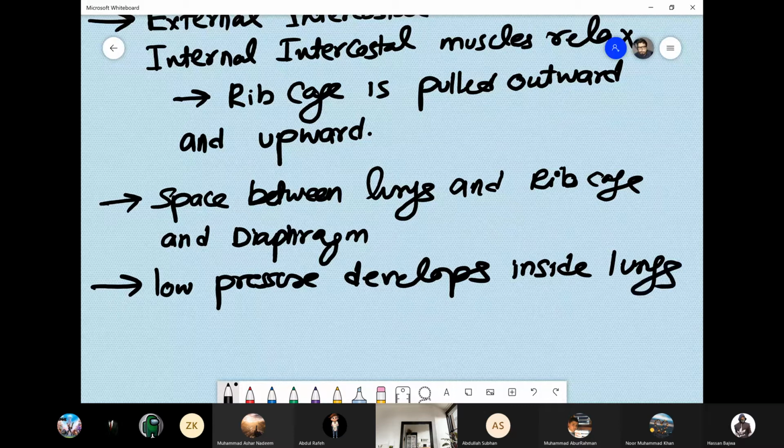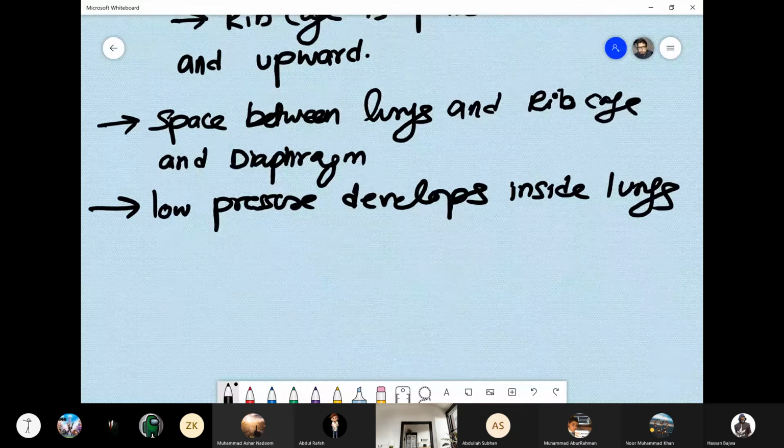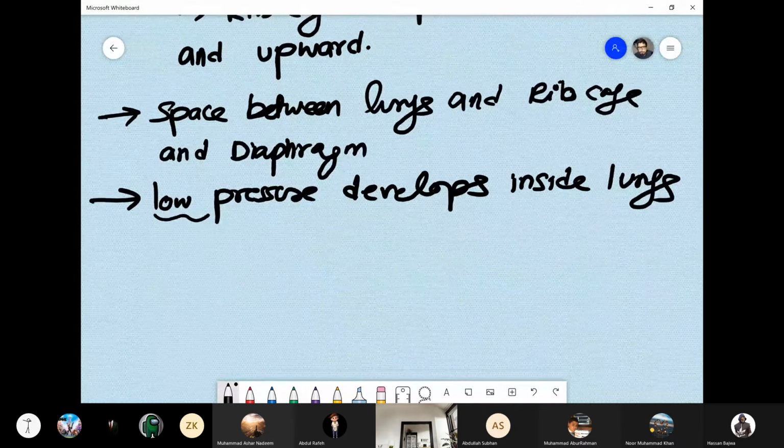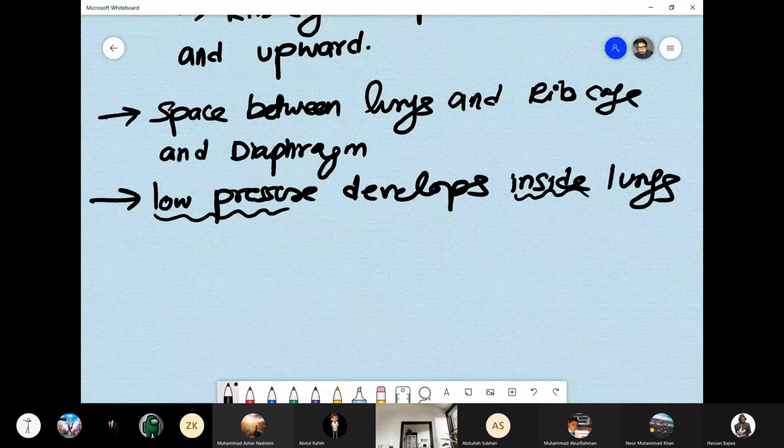Now, boys, you guys have learned one thing in physics, that air always travels from higher pressure to lower pressure. Do you guys remember this or not? Have you learned that in physics or not, boys? Yes, sir. That air travels from higher pressure to lower pressure. Now, there is low pressure in the lungs and outside the body, air pressure is high.